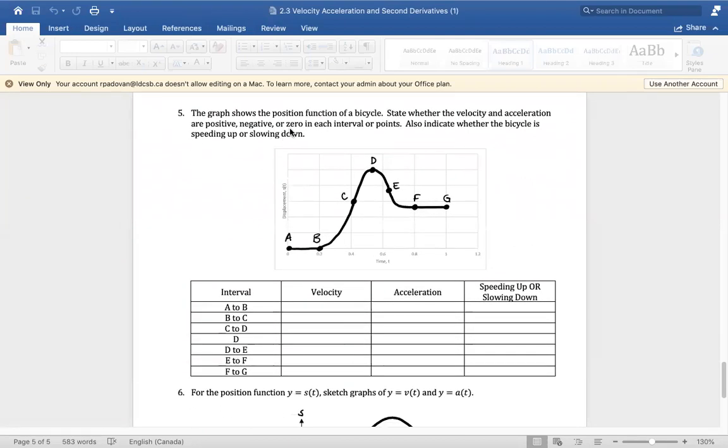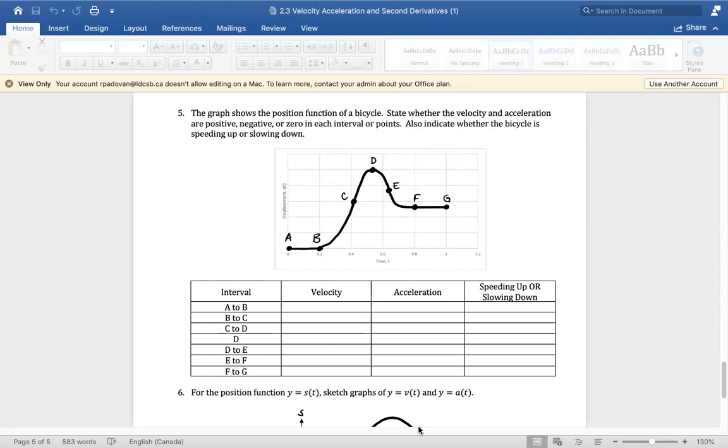So the graph shows the position of a bicycle. State whether the velocity and acceleration are positive, negative, or 0 for each interval. So between A and B, between B and C, that's a third section, 4th, 5th, and 6th. So here we have the different intervals. They also have us look at exactly at D, where I'm just going to say I'm not moving there, right? Also indicate whether the bicycle is speeding up or slowing down. So if I'm speeding up or slowing down, we're talking about acceleration. If it's positive, negative, or 0, I'm talking about the velocity.